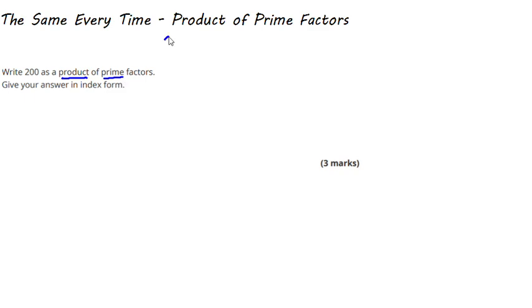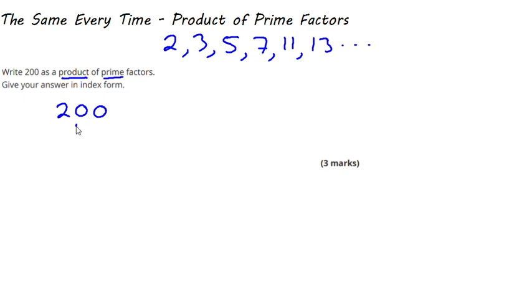So I've said this before, you do need to learn the first few prime numbers. I don't think we'll need to go any further than 13, so the first few prime numbers just then. And the way to do this question, well, the best way anyhow, is to use a factor tree. So I'm starting off with 200. I have to think of 2 numbers that multiply to make 200. I suppose the most obvious would be 20 times 10.